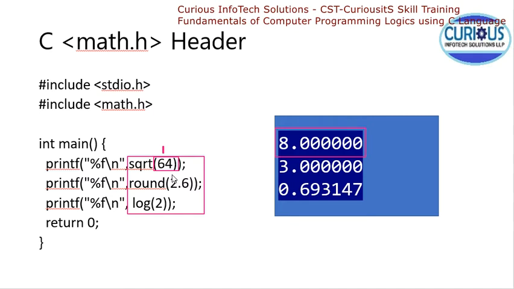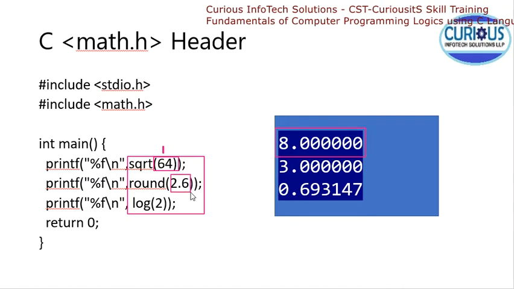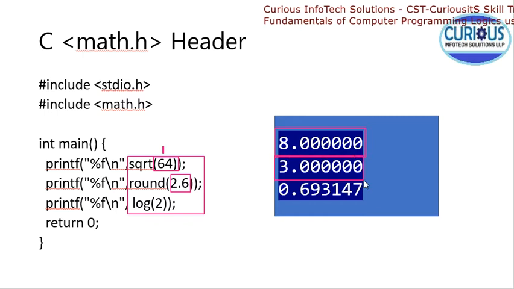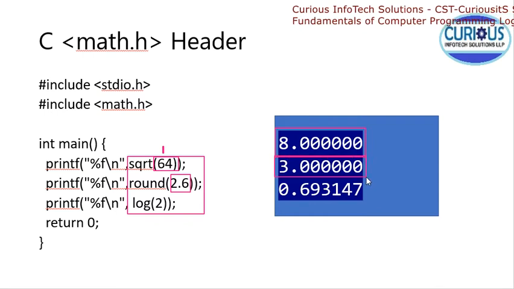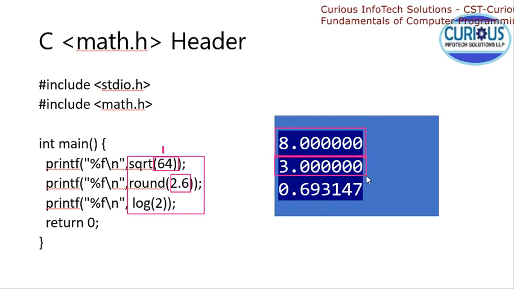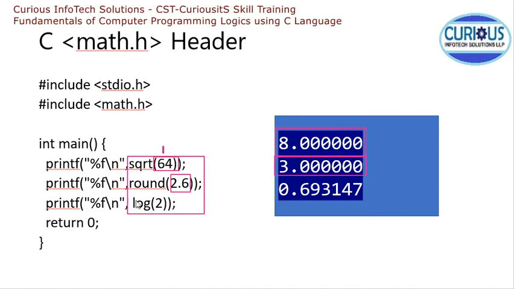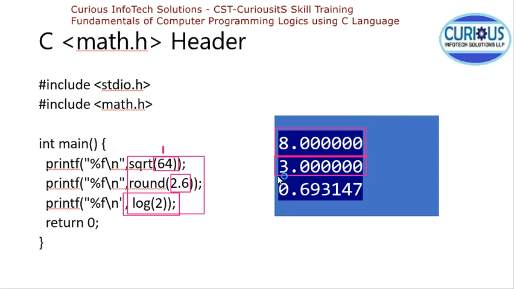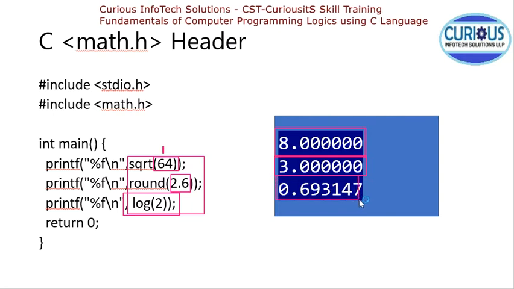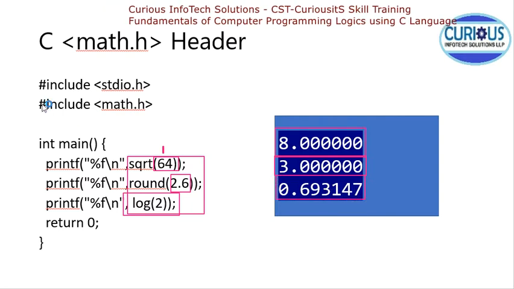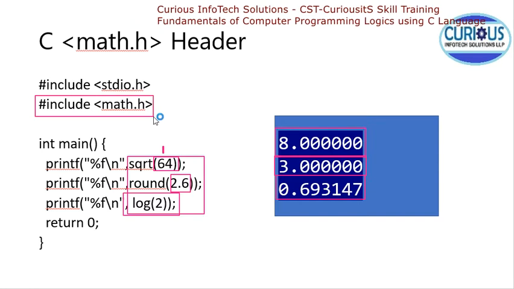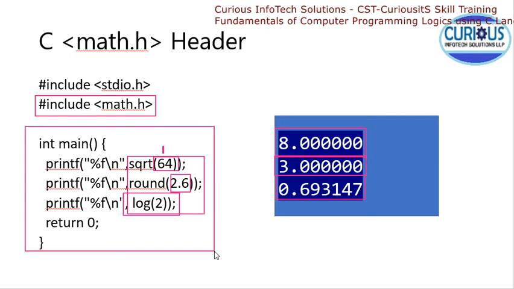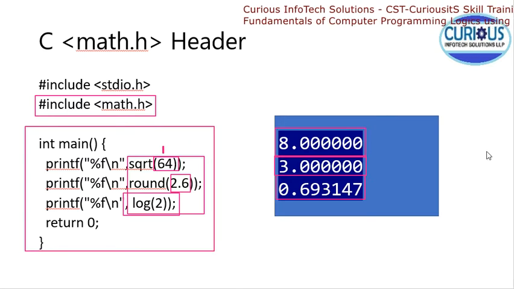For rounding, 2.6 you will get 3 because you want to round. So this is rounding the floating values. Many times we want rounding. Then for logarithm, we will require log 2. So this is the value of log 2, and here we are using the header file math.h. So this is the way we can make our simple program.